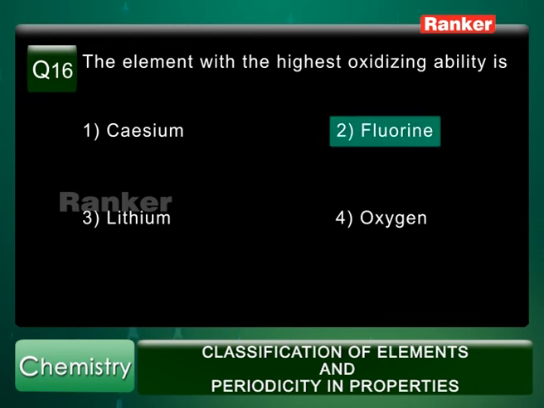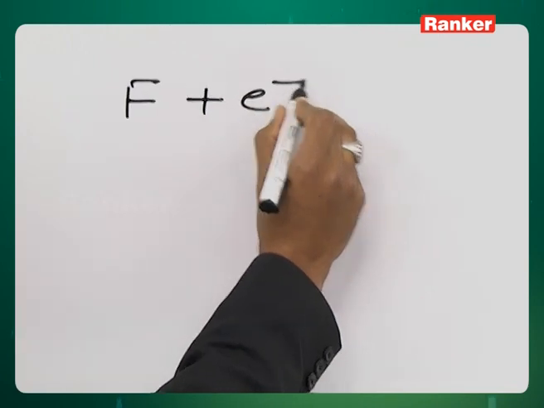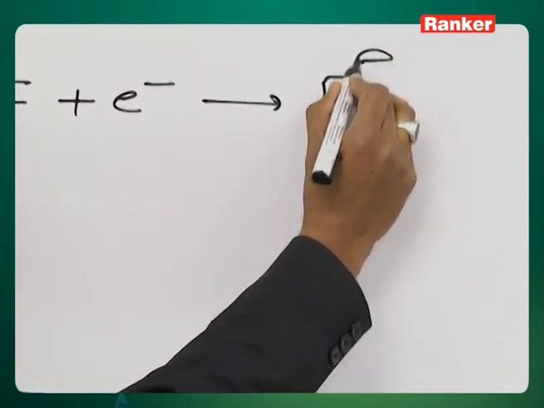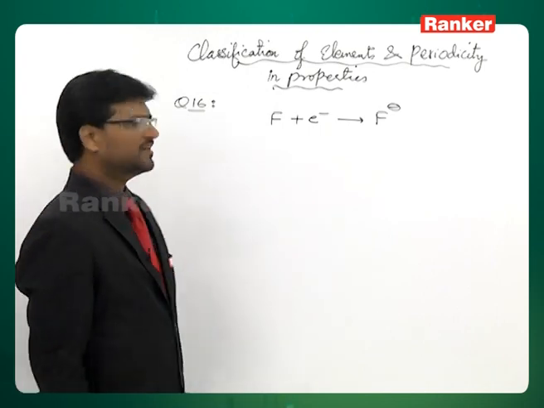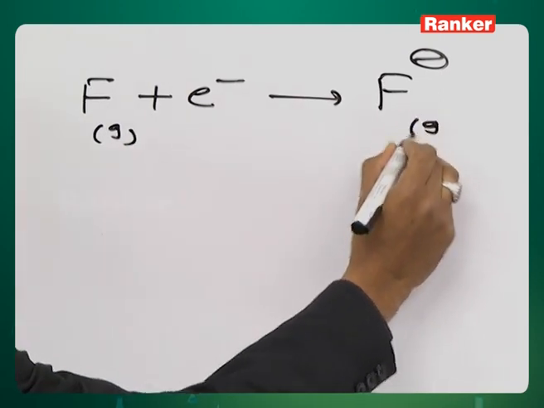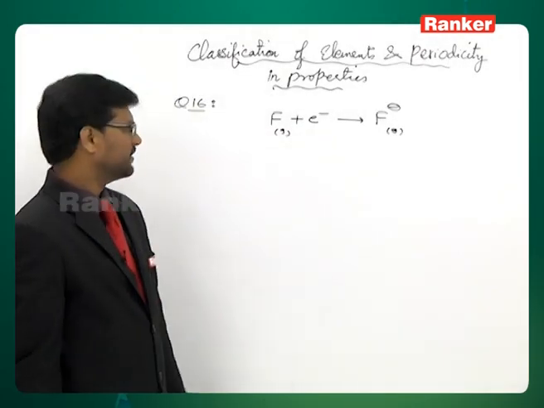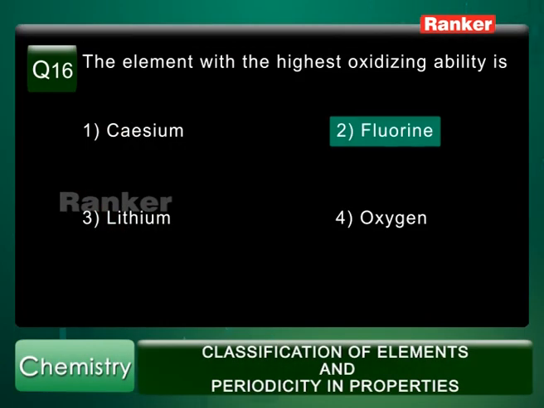The reaction which is responsible for this is F plus electron gives F minus. The tendency for fluorine to pick up electron and become F minus is very high. So, this is the reaction which is responsible for oxidizing nature of fluorine. It itself gets reduced to fluoride.